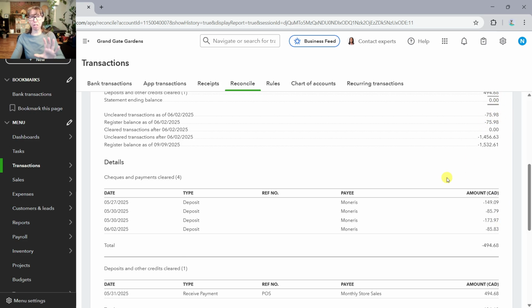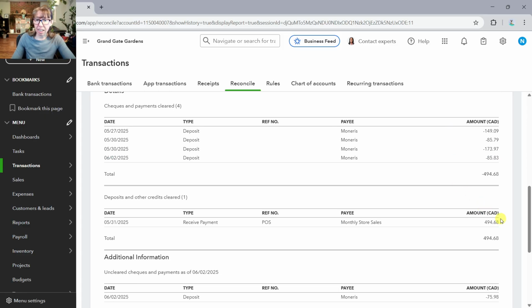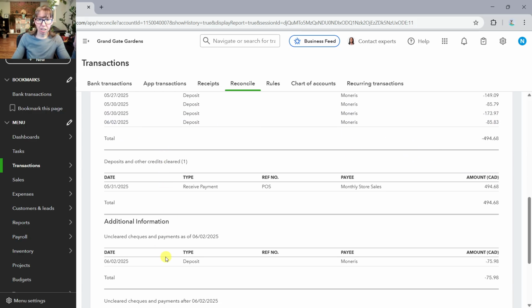This is just one method for POS reconciliation. It's the method that I use. And it works because if we want to know how that $494.68 came into the bank, we've got a record right here of all those items that did. But not everything on June 2nd was related to May.